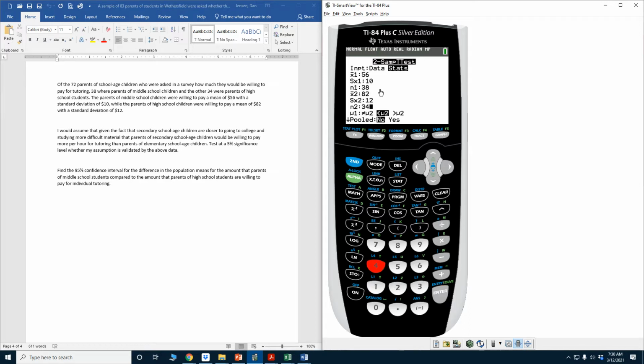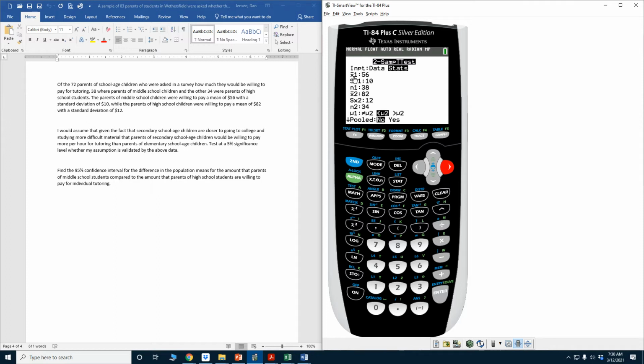Here you do want to be very careful about the order. I want to test whether the parents of high school children are willing to pay more. That immediately makes me think of greater than, except that my group 1 is middle school. So if the parents of high school age children are going to pay more, that means that the parents of middle school age children would pay less. And that's why I'm going to select mu1 is less than mu2. So you want to be very careful of your wording there.